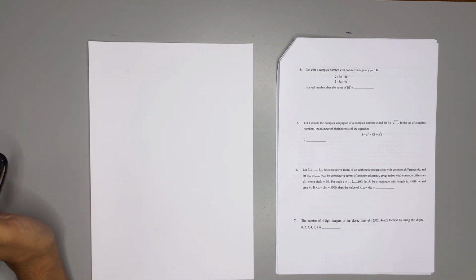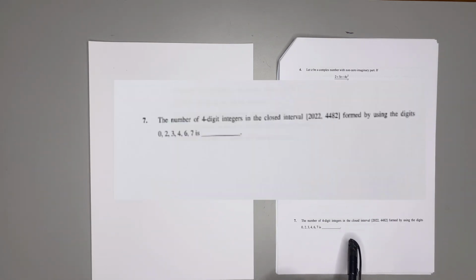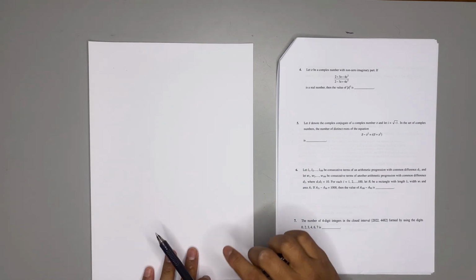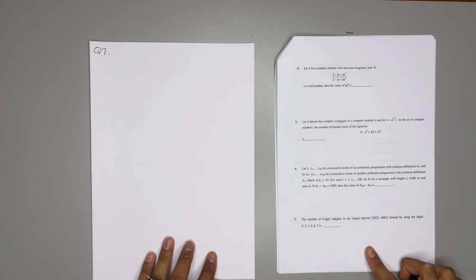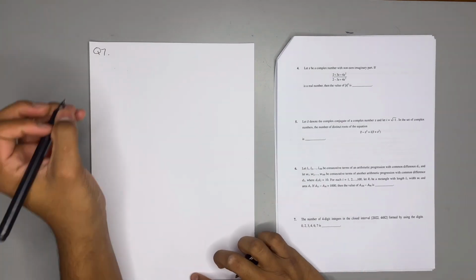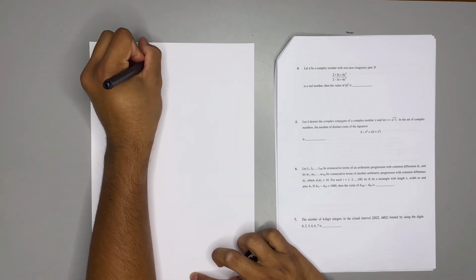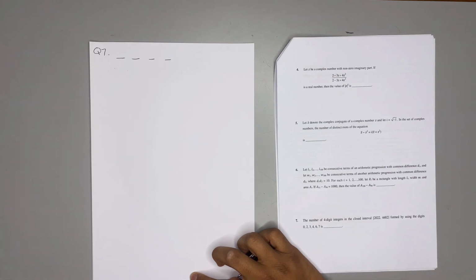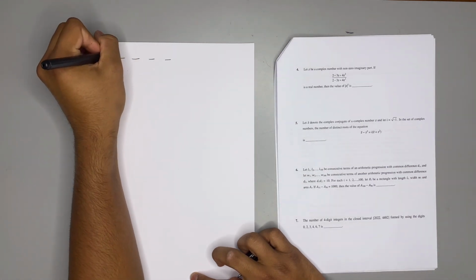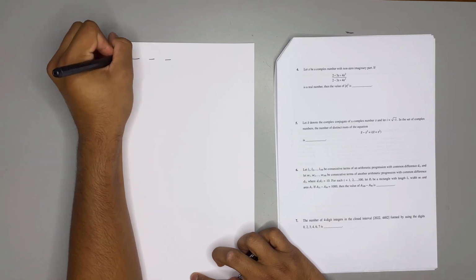Question 7. The number of 4-digit integers in the closed interval 2022 to 4822 formed by using the digits 0, 2, 3, 4, 6, 7 is what? First thing I will do, 4-digit integers: 1, 2, 3, 4. Let's look at the first number, 2022. Obviously, it can't be lower than 2022. So we have 2022.